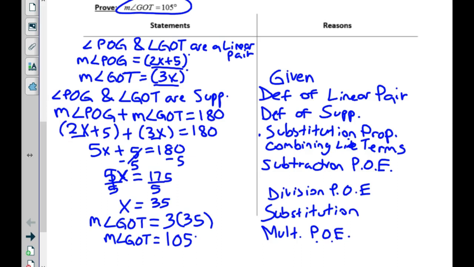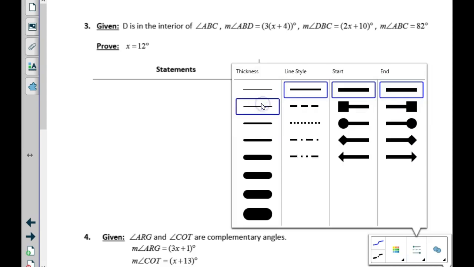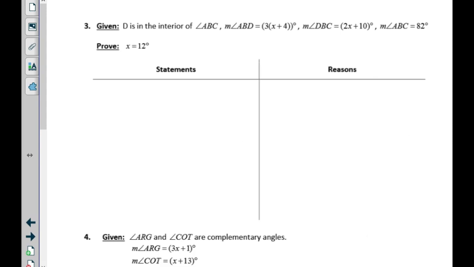Alright, so we're going to flip it over to number 3 on the back. Here we go. Alright, so D is on the interior of angle ABC. So let's do this one. D is interior of ABC.